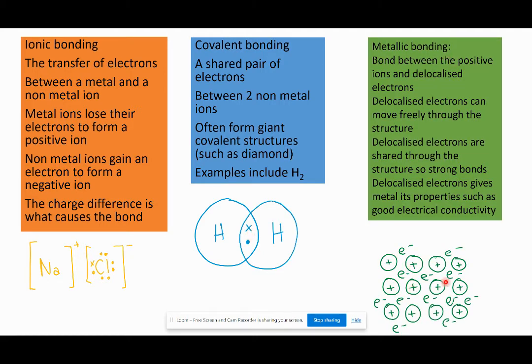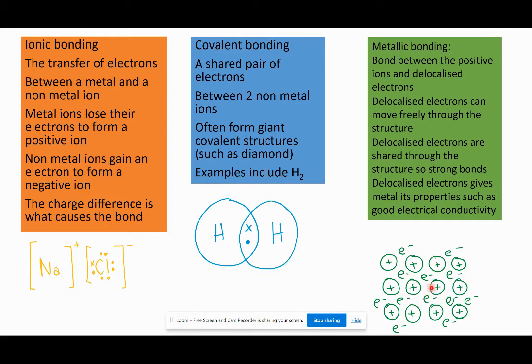Then we have metallic bonding. So this is obviously between metals, and it's a bond between the positive ion, shown as the circles here, and the delocalized electrons, as little electrons shown in there. These delocalized electrons can move freely throughout the structure, and they are shared throughout the structure as well. So it's a very strong bond.